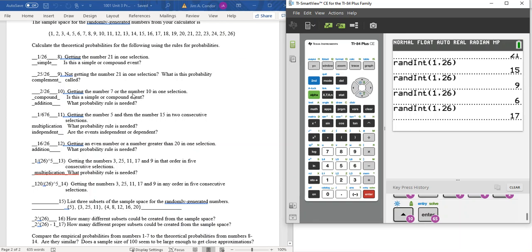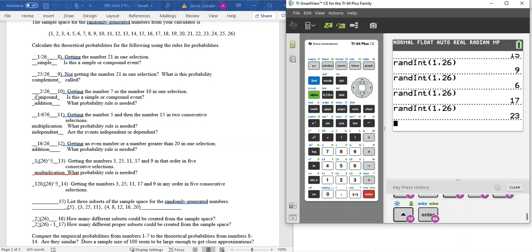All right. How about getting 7 or a 10? Well, there's 1 7 and 1 10. And these are mutually exclusive. They cannot occur at the same time, right? In one selection. They're independent trials, but this is just a single trial, right? In one selection. So if I hit this key, what's the odds it's going to be a 7 or a 10?